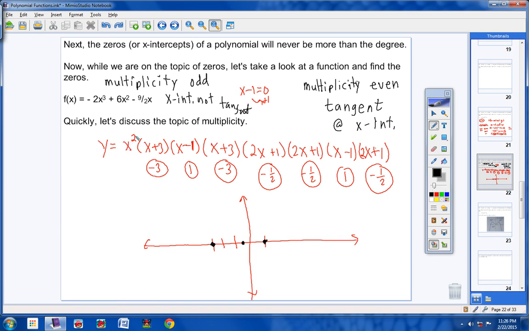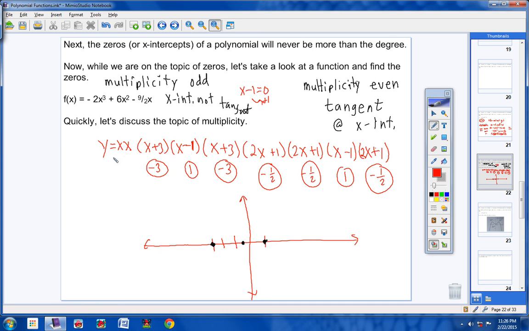If you want to check the multiplicity of all of your x-intercepts, you must make sure that all of your factors are linear, and this is not linear, this is x squared. So how am I going to fix that? Well, instead of putting x squared, I'm just going to put xx, like this. xx. There we go.